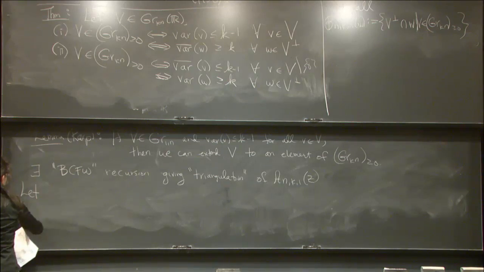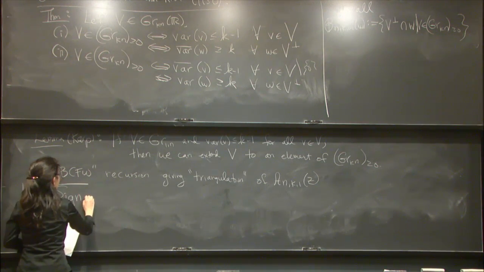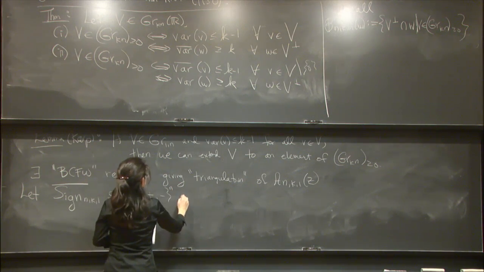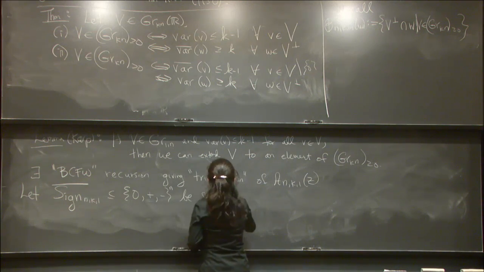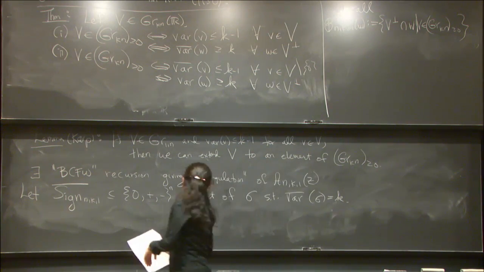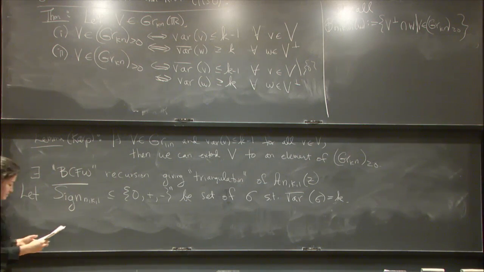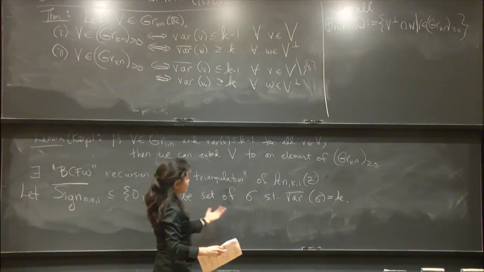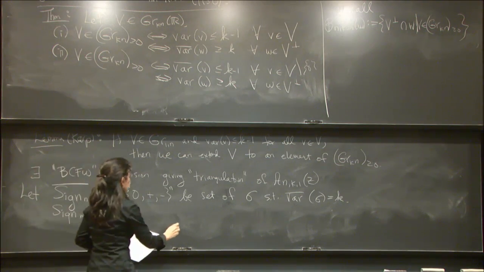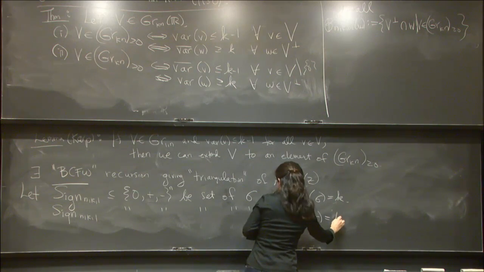Okay, so the stratification is the nicest thing you could possibly imagine. I'll let Sign-bar_{n,k,1} be the set of sign vectors sigma in {0,+,-}^n such that var-bar of sigma is k. Sigma is just a sequence of zeros, pluses, and minuses, but I can define var and var-bar for that sequence, just as before. And similarly, Sign_{n,k,1} will be the set of sign vectors sigma such that your var is equal to k.